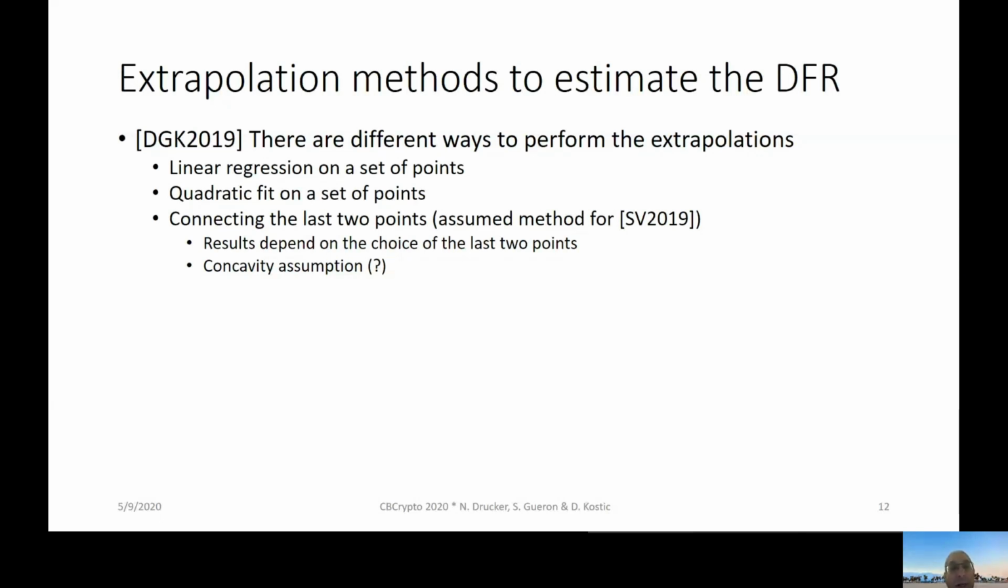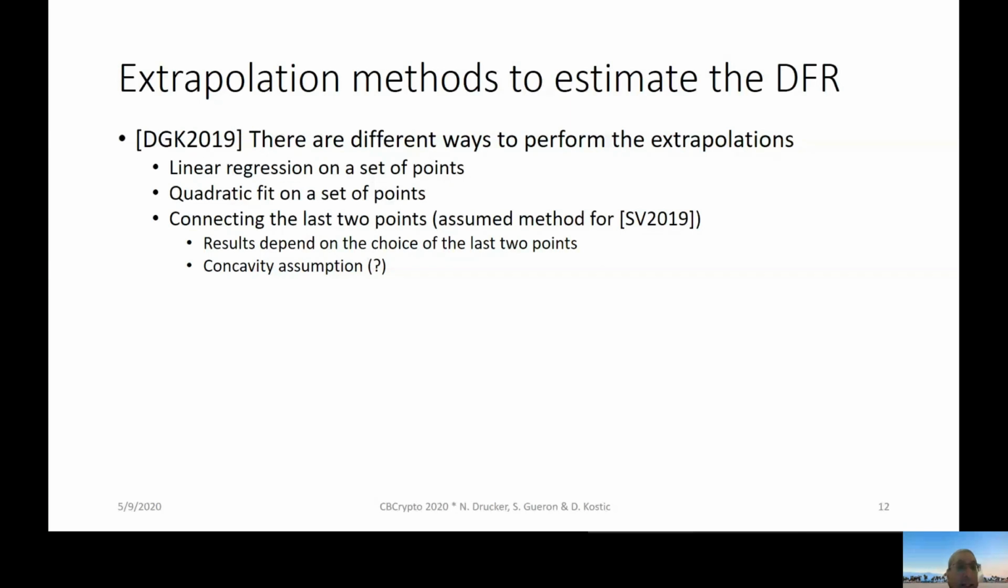But then, of course, in this case the results depend on the choice of these two last points, and maybe on an assumption that the function is concave. Then you can say that if you take the linear extrapolation from every two points, you will get an upper bound for the DFR.